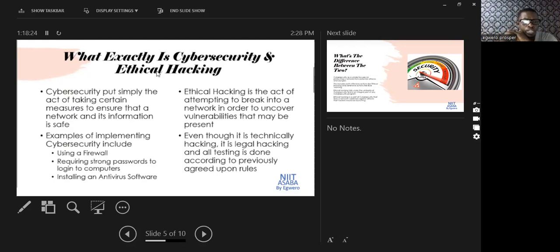Examples of implementing cybersecurity include using a firewall, requiring strong passwords to log into computers, and installing antivirus. While ethical hacking, even though it is technically hacking, is legal hacking, and all testing is done according to previously agreed upon rules. We are agreed on rules now that you will not practice outside this room. Is it not?